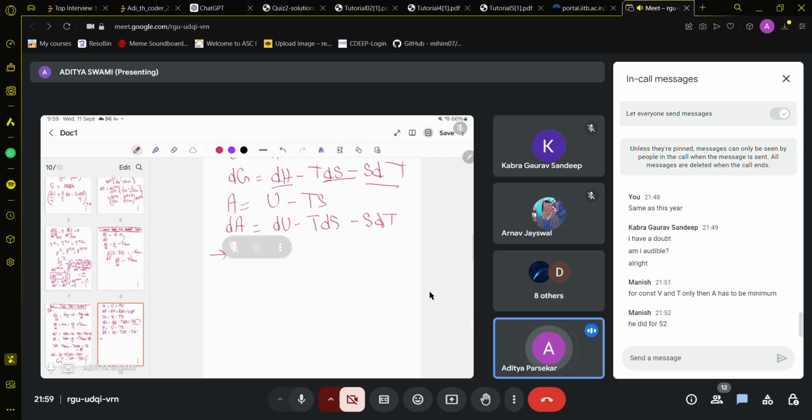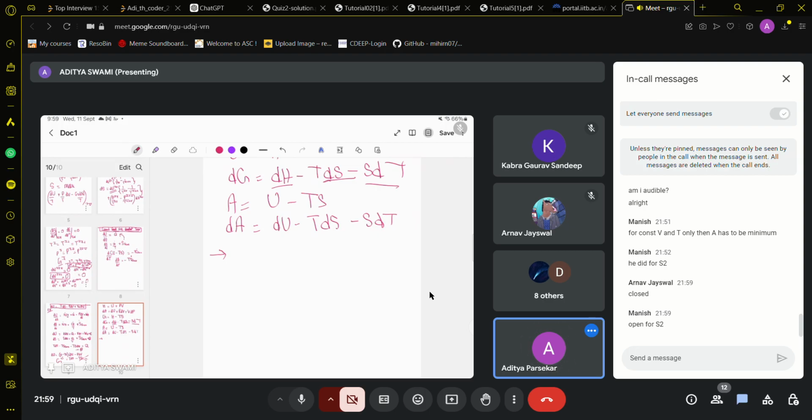I'm not sure, do any of you have an open book exam or is it closed for both sections? Closed. Open for S2. Okay. Guruswami sir, open notes. Okay, that's normal. So closed. I think okay, closed.